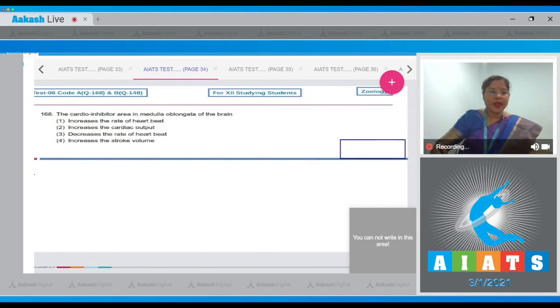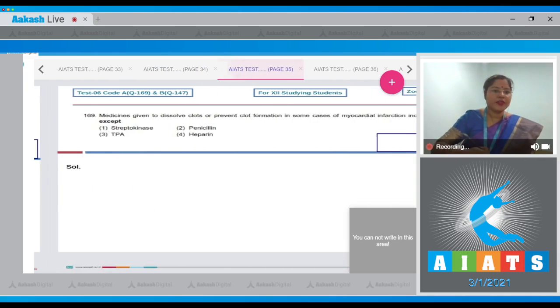Question number 168. The cardioinhibitory area in the medulla oblongata of the brain. First option, increases the rate of heartbeat. This is incorrect because this is the inhibitory area. Option number 2, increases the cardiac output. This is also incorrect. Option number 3, decreases the rate of heartbeat. This is correct. So the correct answer to this question is option number 3. Option 4, increases the stroke volume. This is again incorrect. The correct answer to this question is option number 3. Let's move on to the next question.